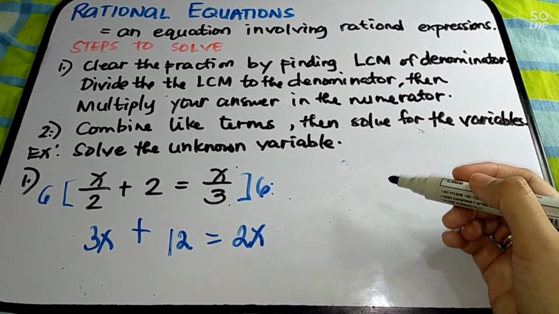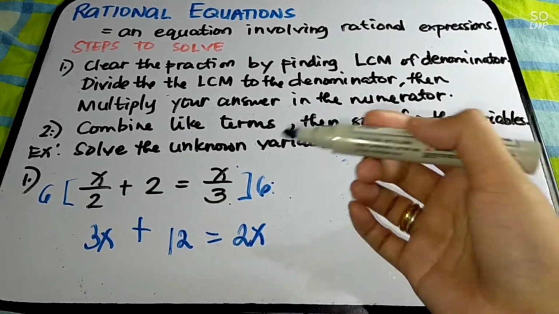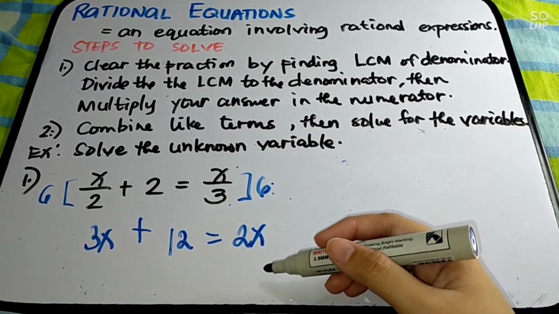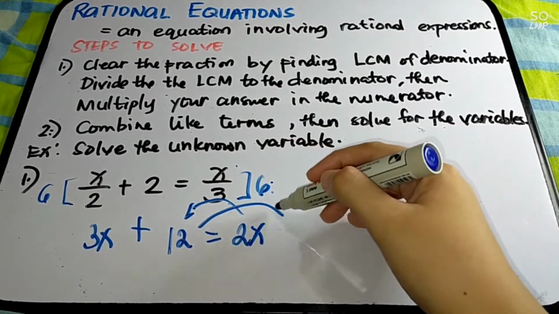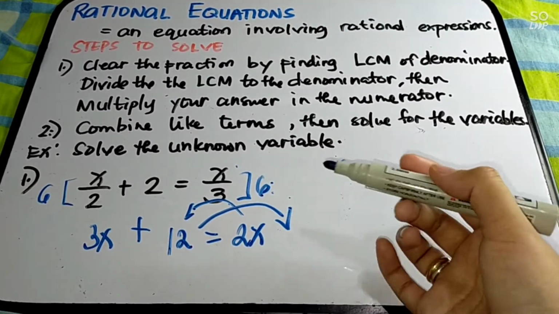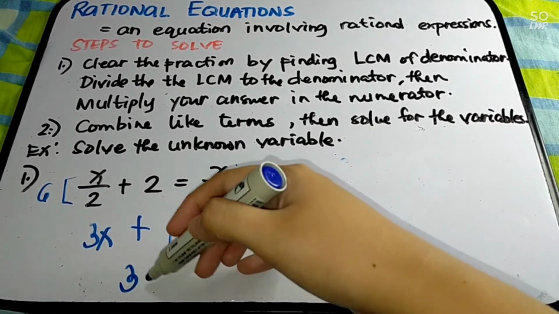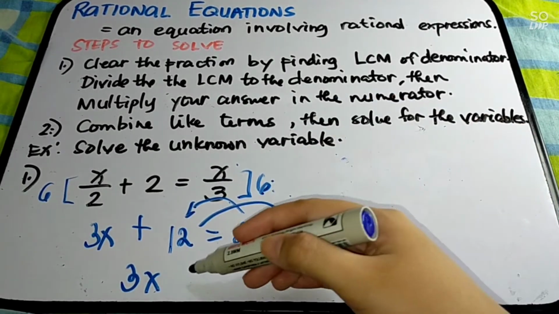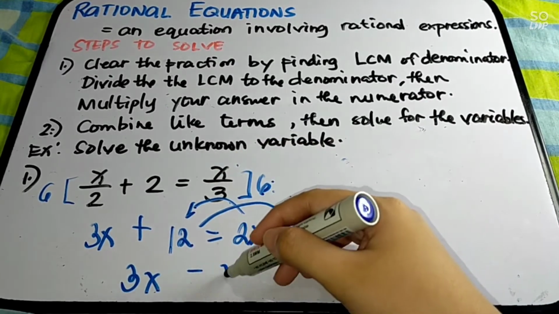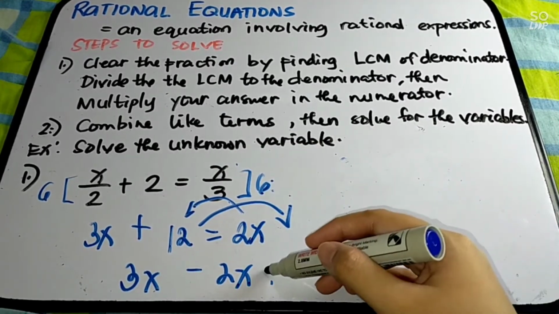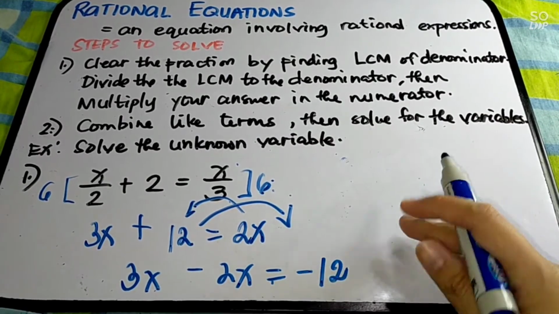Then, combine like terms. Lahat ng may variable, ililipat natin sa left side. Lahat ng walang variable, doon sa right side, para mas madaling mag-solve. So, si 2x, lipat sa kabila. Si 12, lipat sa kabila. Kapag ikaw ay naglilipat, just change the sign. Si 3x, just copy. You have here 3x. Then, si 2x, lipat mo, magiging negative 2x. Then, it is equal to, si 12, lipat mo sa kabilang side, magiging negative 12.